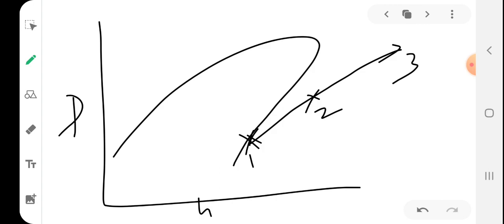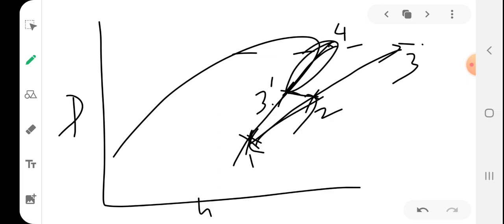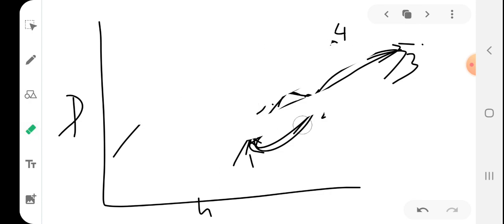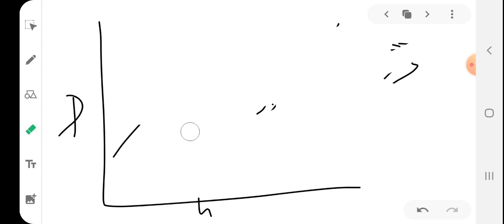Suppose from 1 to 2 I have compressed and I have intercooled to a 3 dash and again compressed to the same pressure level. Suppose H2 minus H1 plus H4 minus H3 dash. So adding these two will be lesser than adding this and this. So that is how the pH diagram is. So how can you understand that particular concept?